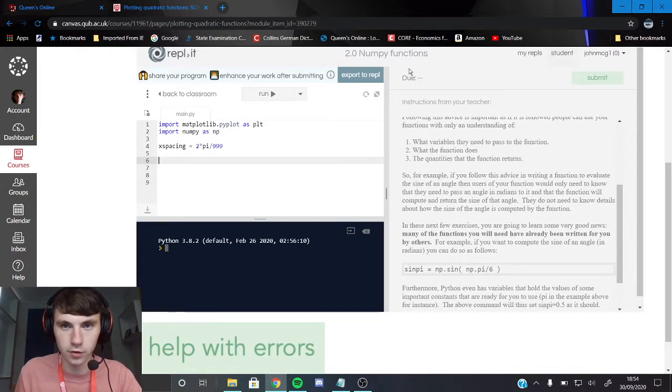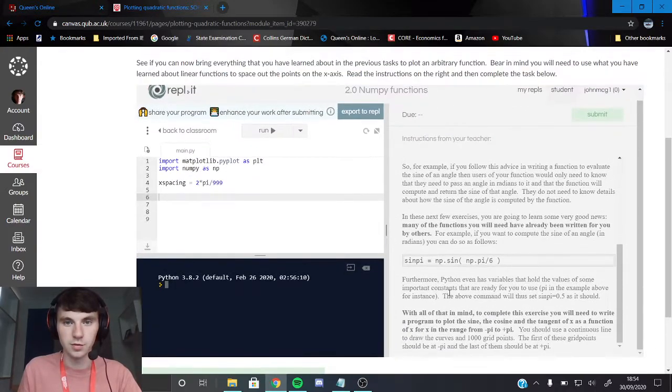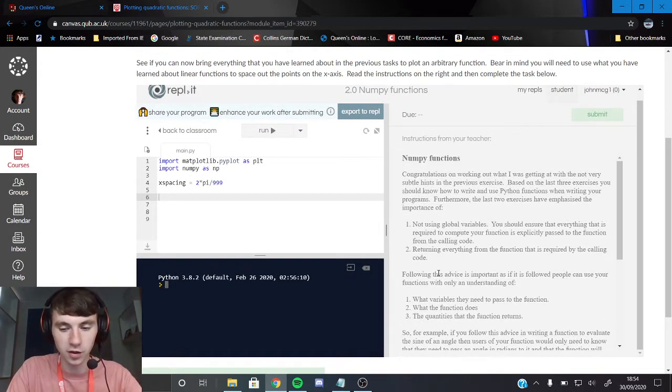Okay, so we're going to go through the numpy functions exercise in week 0. This is just showing that you don't have to make every function like sine and tan yourself. They'd be very difficult to make on your own, so they've actually been pre-made for you in numpy.